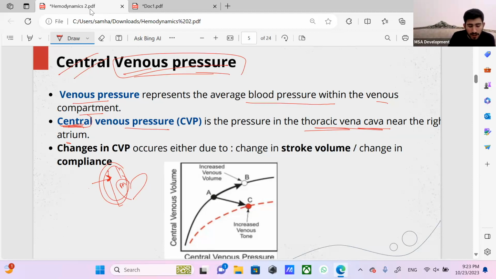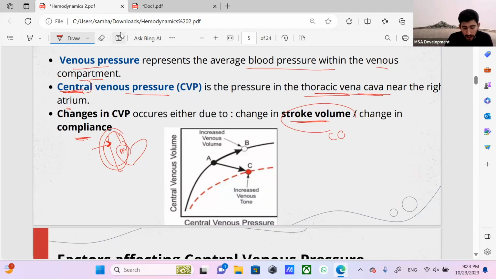And so changes in the central venous pressure occur due to two things. One of them is stroke volume, and the other one is compliance. Stroke volume is similar to cardiac output. Compliance is what we have been explaining the whole time. Okay, we know by now that in this graph, when we decrease the compliance, it will decrease down like this. Okay, I don't want to explain this anymore.